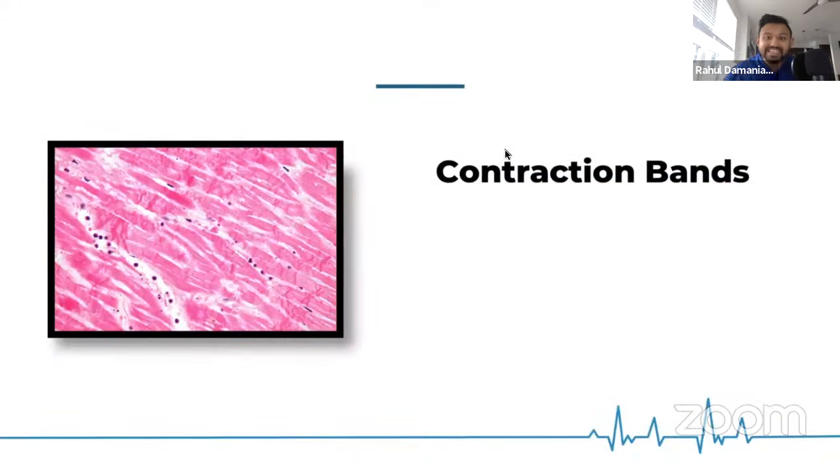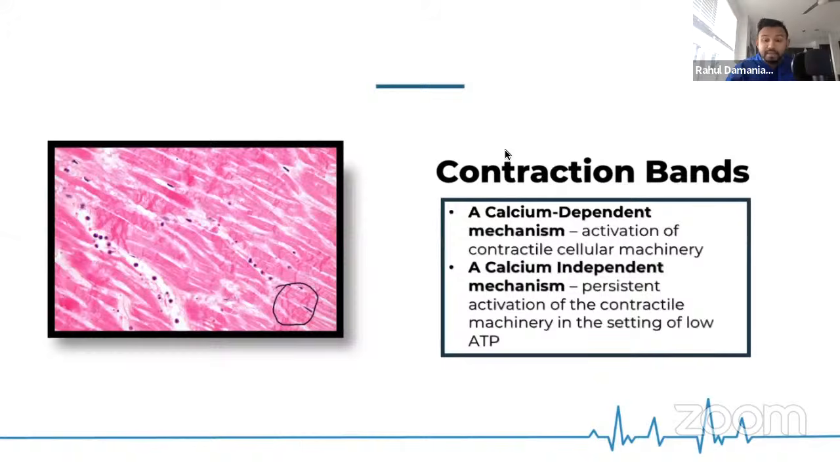Here is the last slide of the day. This is a past slide that shows those contraction bands. Look at the pink structures in this picture. And the pathophysiology of contraction bands is twofold. Number one, because you damage the myocyte, calcium is released, so it causes you to tense up. But if you even think about a calcium independent mechanism, you have persistent activation due to actin and myosin being kind of stuck on each other because there's low ATP.